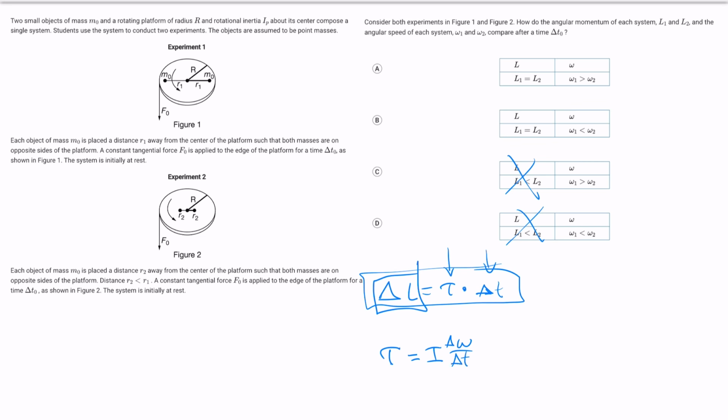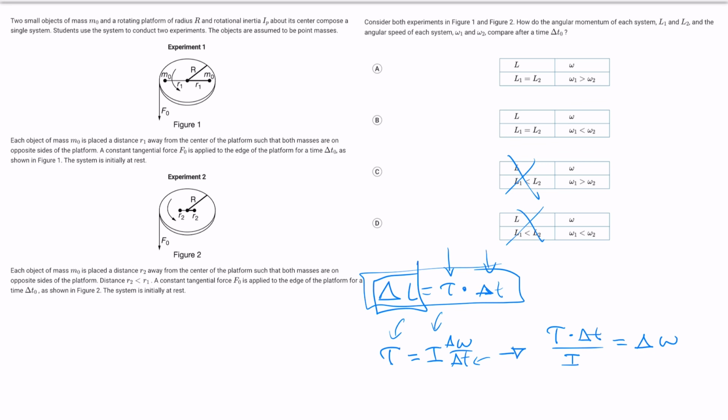All right, I went ahead and used this relationship because we know moment of inertia, we know change in time, and assuming we can figure out force, we know what torque is. If we solve for change in angular velocity, we have torque times delta t over moment of inertia, sorry, that should be an I, equal to change in angular velocity. And because the initial angular velocity is 0, the final angular velocity is equal to the change in angular velocity.